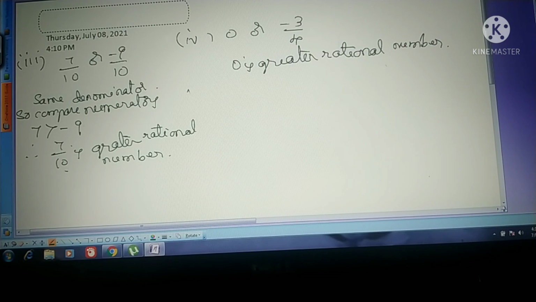Now see, the fifth one. 1 by 12 or 0. From this, what can we observe? Always positive numbers are greater than 0. So what can we say? 1 by 12 is the greater rational number.